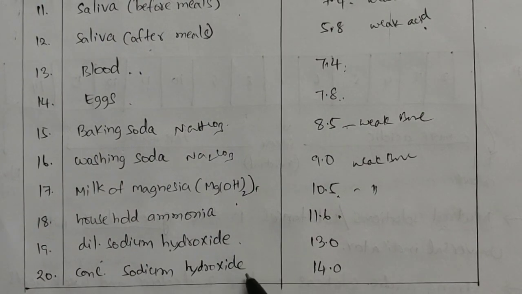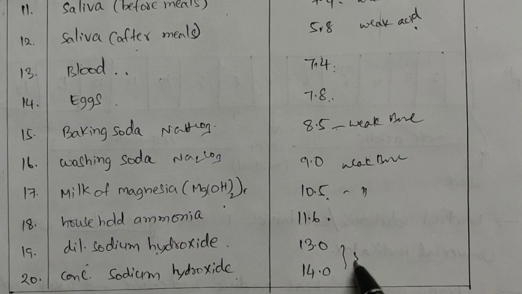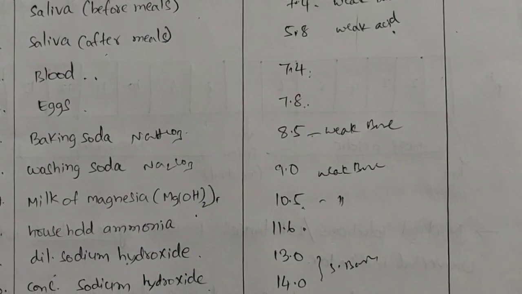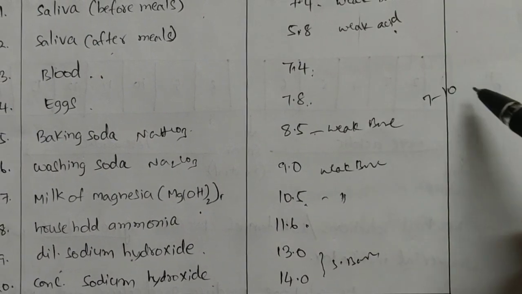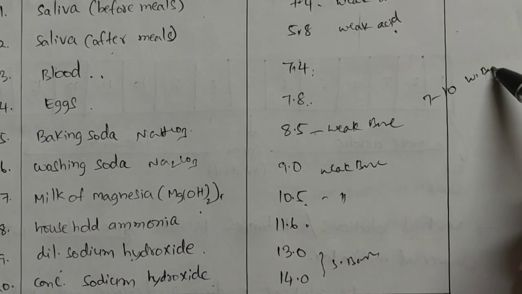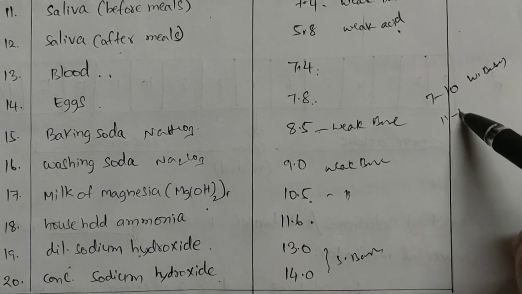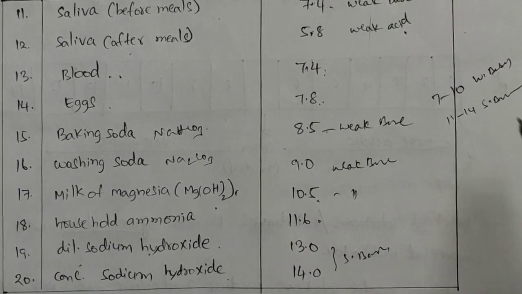Dilute sodium hydroxide and concentrated sodium hydroxide are strong bases with pH values 13 to 14. So here pH 7 to 10 are weak bases, pH 11 to 14 are strong bases.